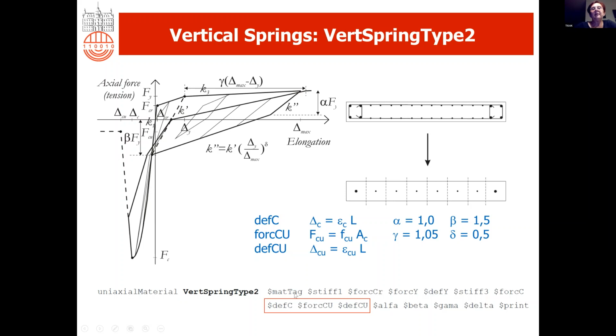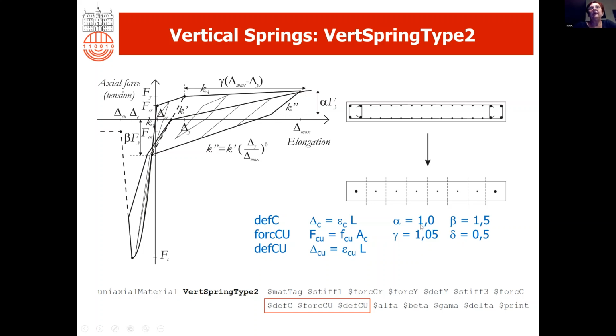In that case, we have 3 additional parameters defining this branch. And for both of these materials, we have to define, as I mentioned, these parameters. The alpha parameter defines the range of this unloading stiffness. Typically, this alpha is equal to 1, so it ends here on the axis.